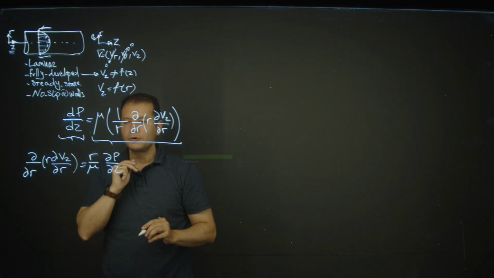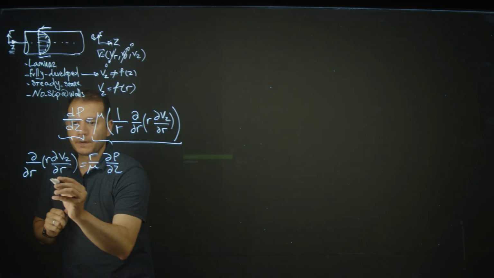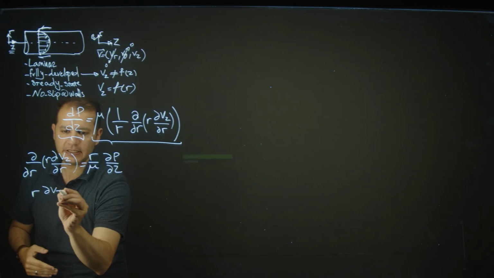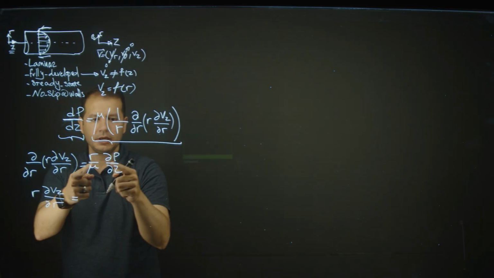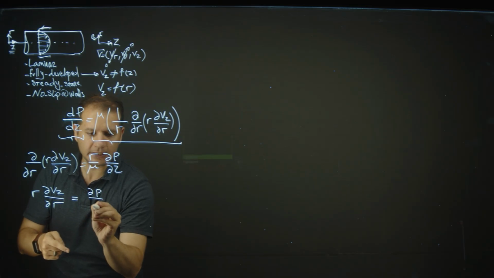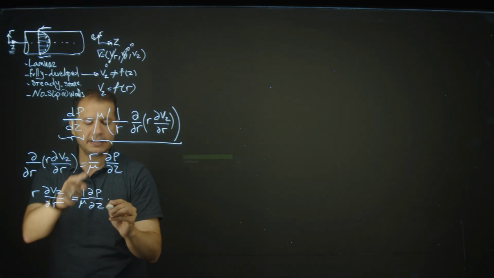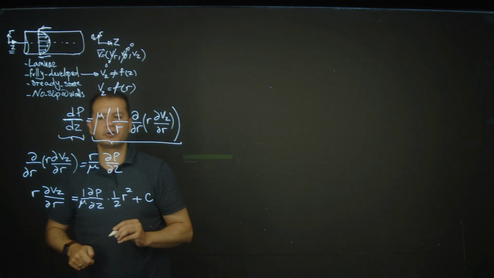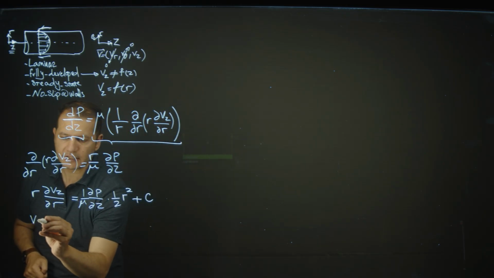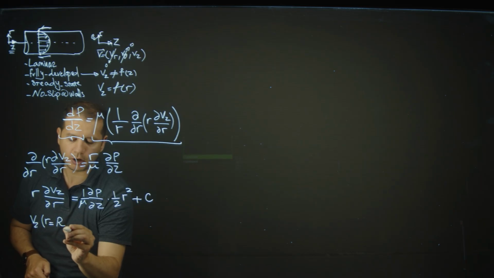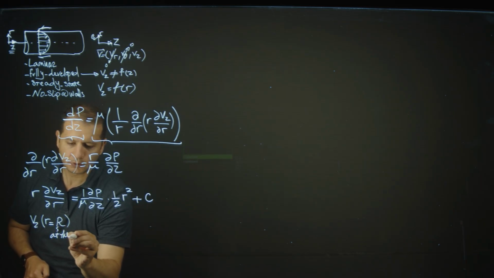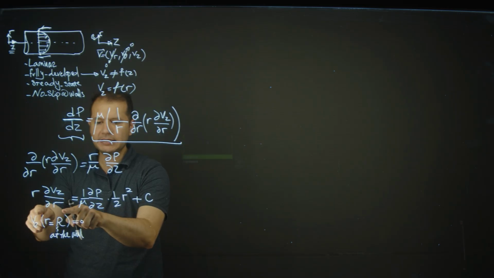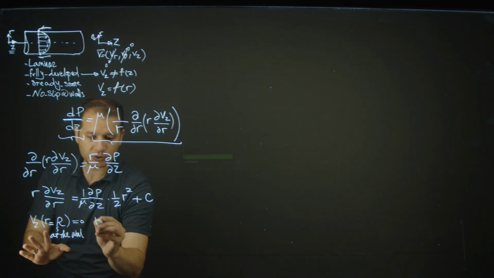Fantastic. Now I know that I can integrate it one time. If I integrate it, I get r dVz/dr equals a constant, a function of dp/dz, times 1 over viscosity, and then the integration of r becomes half of r squared, and there will be a constant c for the integration. Now I know that my velocity at r equals capital R, which is at the wall, is 0. So when I put capital R here, I want Vz to be 0. That's one boundary condition.